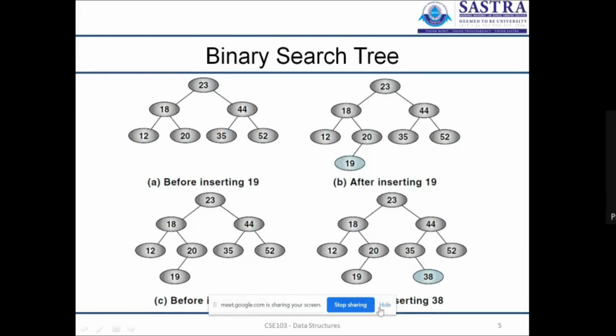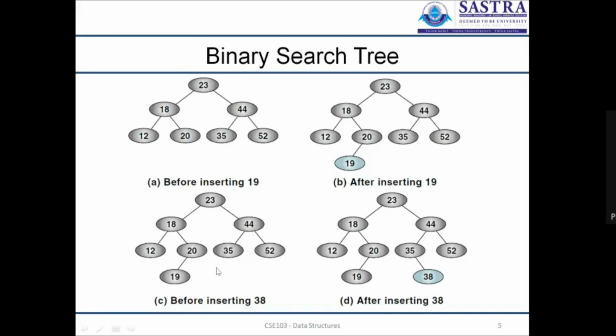Suppose you want to insert 38 in this binary search tree. After inserting 19 in the same tree, if we are planning to insert 38, what to do? Compare 38 with 23. 38 is greater than 23, so traverse right. Compare 38 with 44. 38 is less than 44, so traverse to 35. Compare 38 with 35. 38 is greater than 35, so on the right side of 35 we need to insert 38.